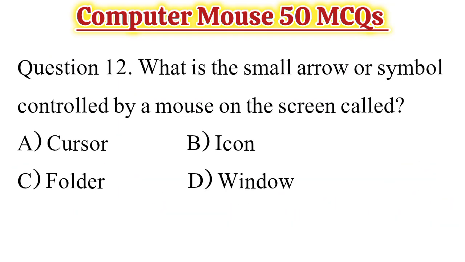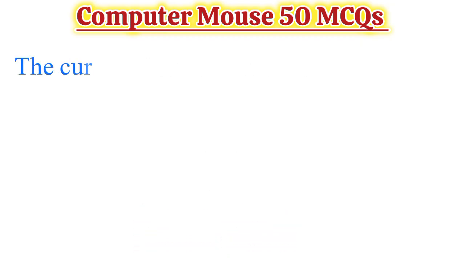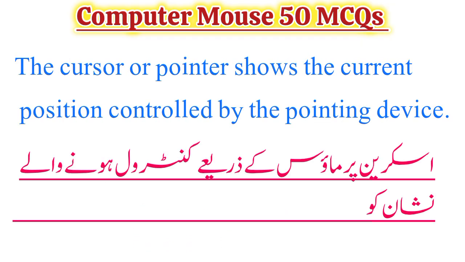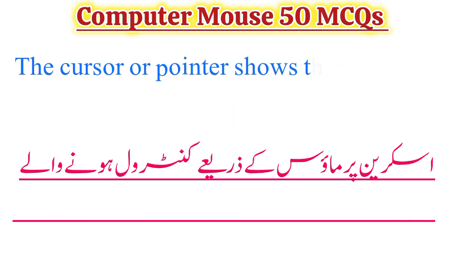12. What is the small arrow or symbol controlled by a mouse on the screen called? A. Cursor. B. Icon. C. Folder. D. Window. Answer: A. Cursor. The cursor or pointer shows the current position controlled by the pointing device.